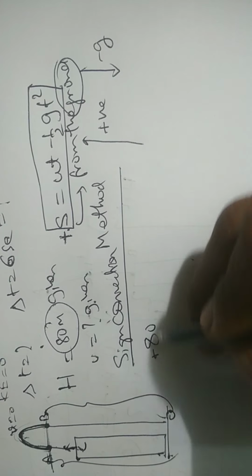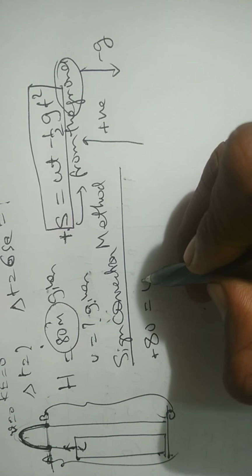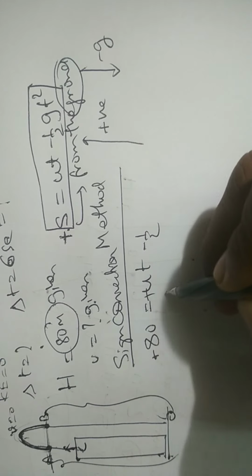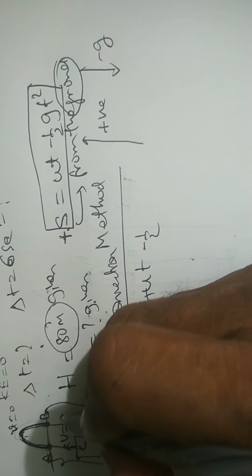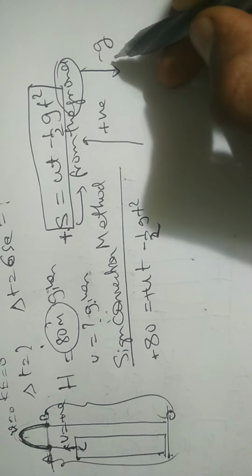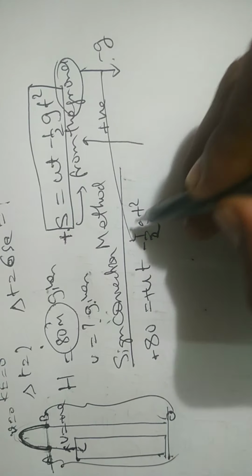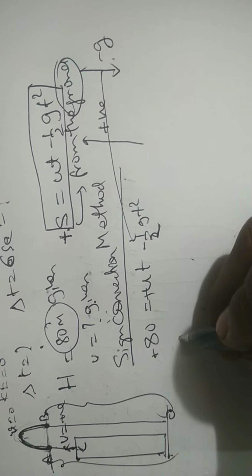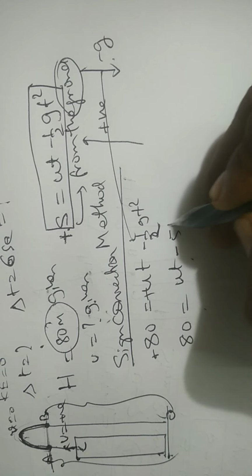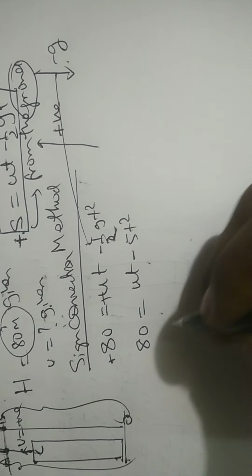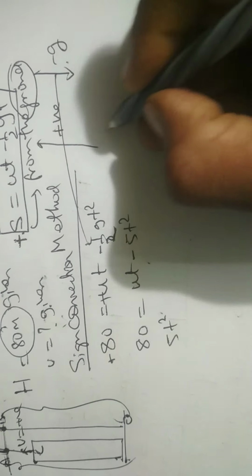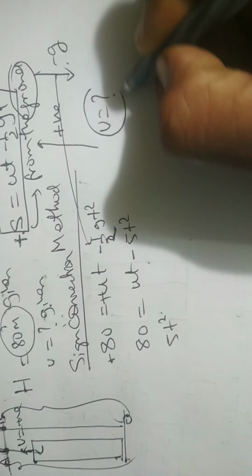So plus 80 is equal to ut minus, u is positive obviously because u is going upwards, minus half gt square. Why? Because g is negative from sign convention. So simple. So 80 is equal to ut minus 5t square. Now we have to solve this. What are we asked? The question we have to find out in this question is u.